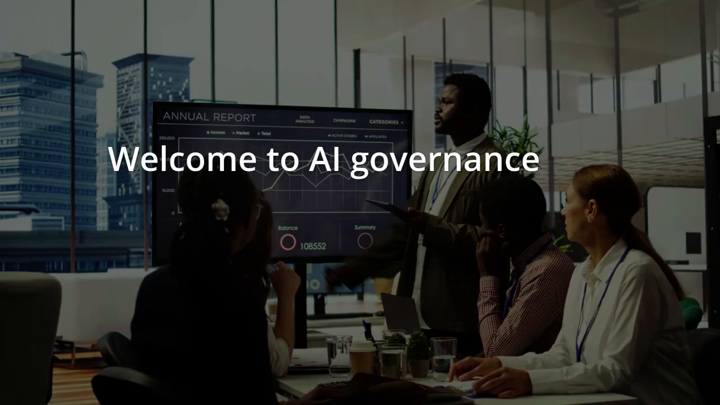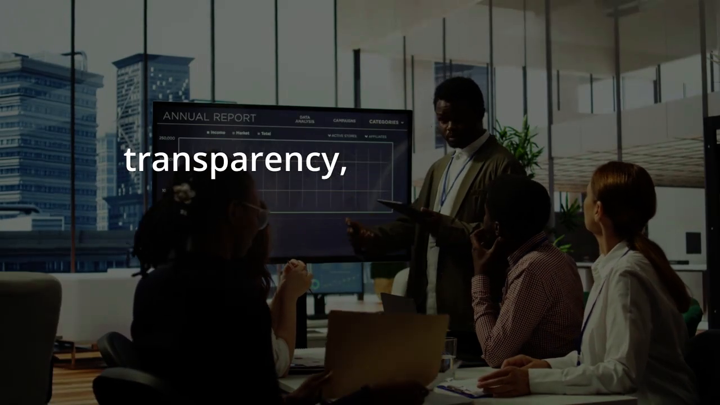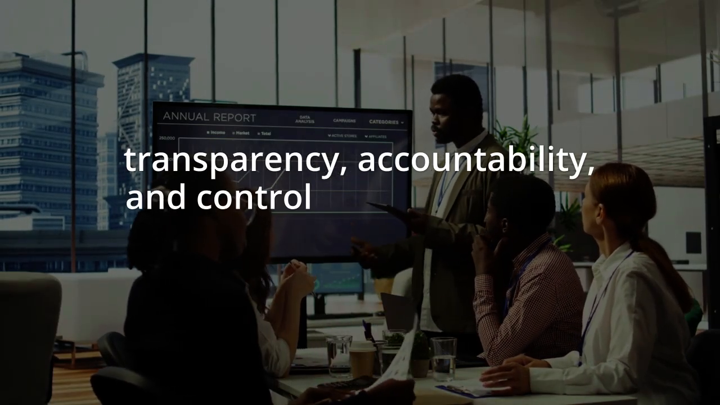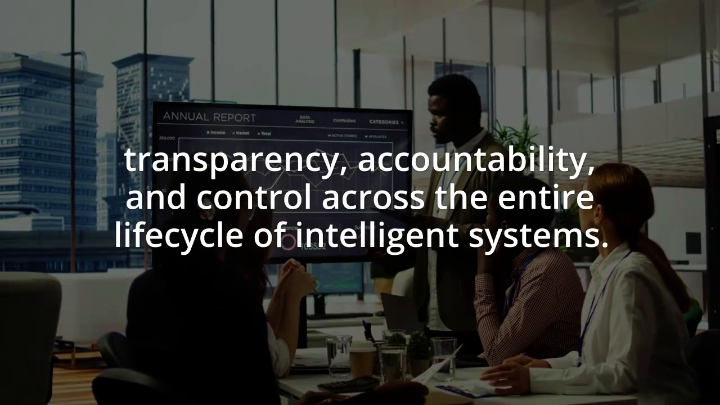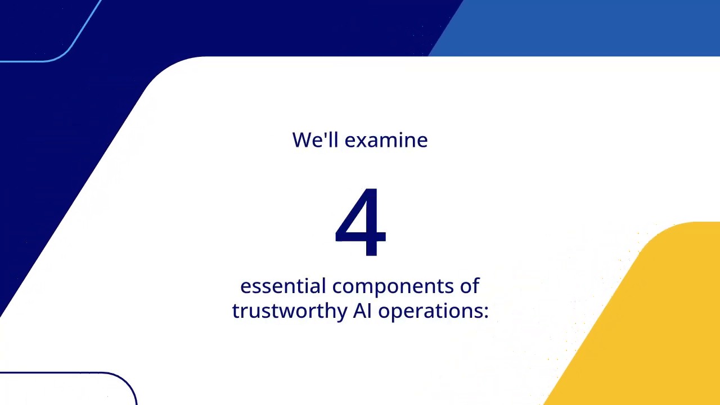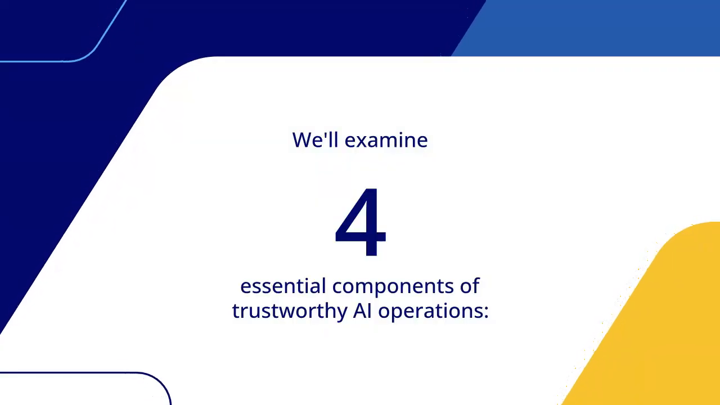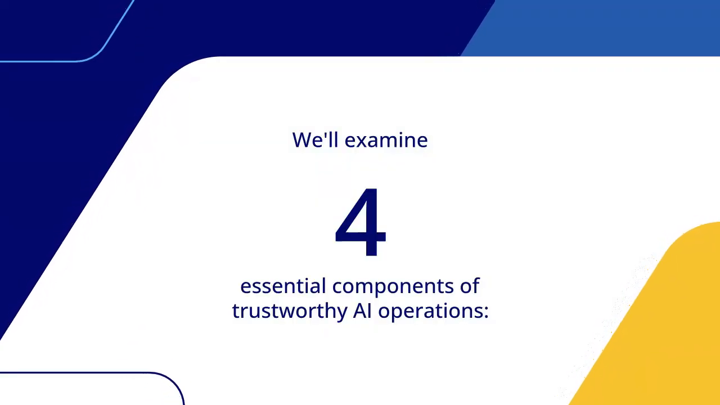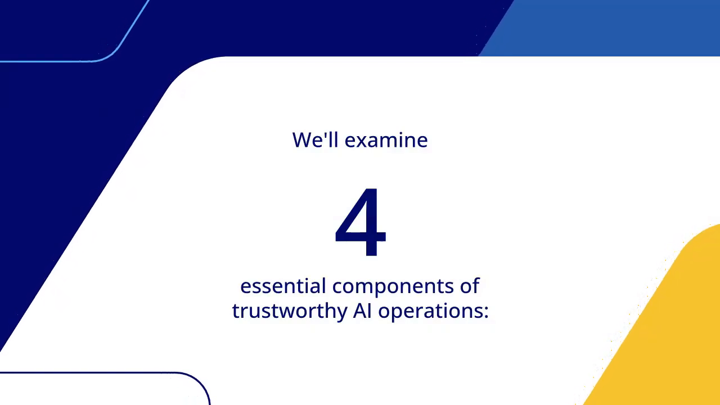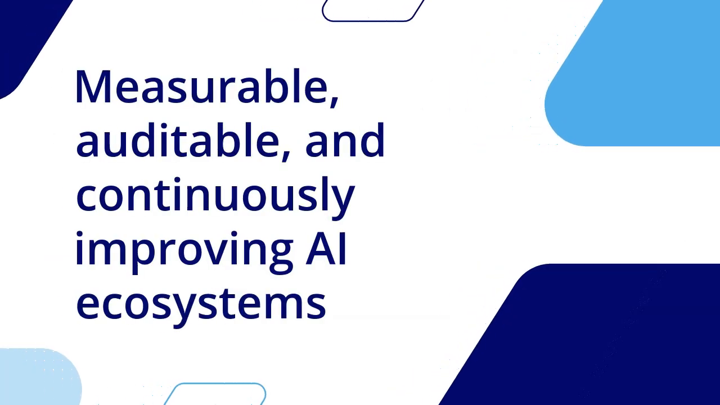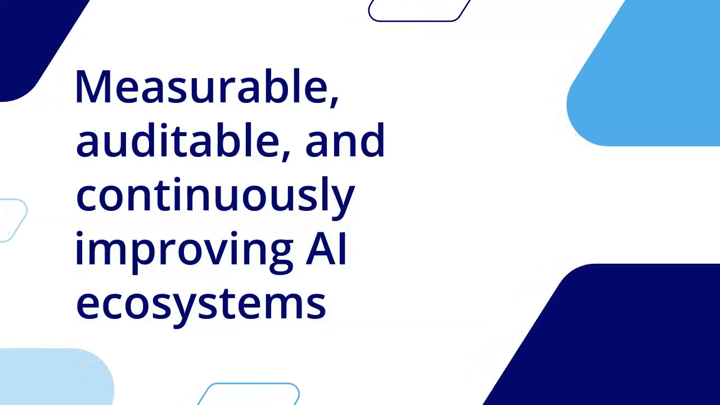Welcome to AI Governance and Observability, a focused exploration of how we create transparency, accountability, and control across the entire lifecycle of intelligent systems. In this session, we'll examine 4 essential components that define trustworthy AI operations: Trace ID Telemetry, Tool I/O Logging, AI Cost Monitoring, and Model Evaluation Pipelines. Together, they provide the foundation for measurable, auditable, and continuously improving AI ecosystems.